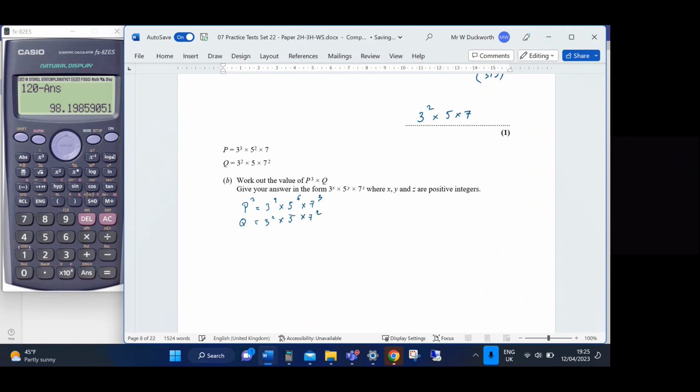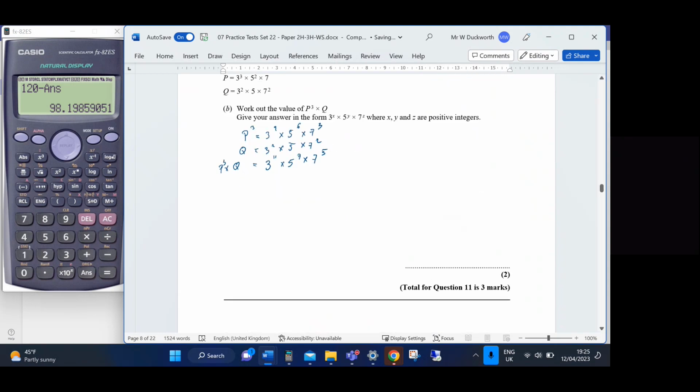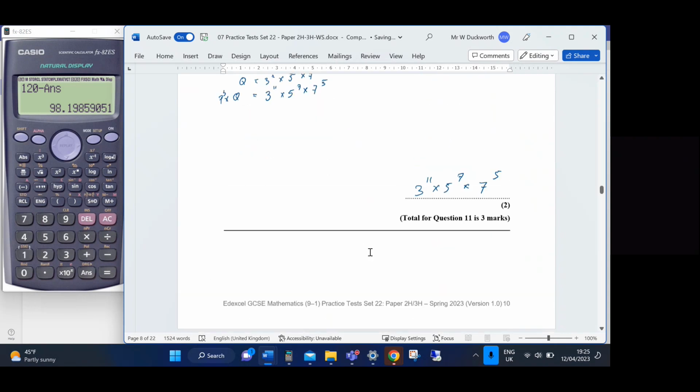So P cubed times by Q is going to be, I'm adding the powers now, so it will be 3 to the power 11 times by 5 to the power 7 times by 7 to the power 5. And I'm going to go for that. So 3 to the power 11 times by 5 to the power 7 times by 7 to the power 5. Okay, and that's it for that page.